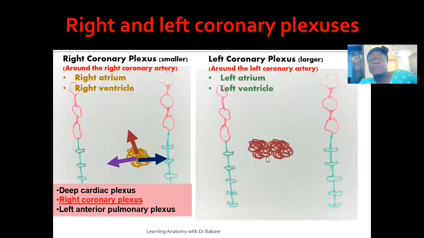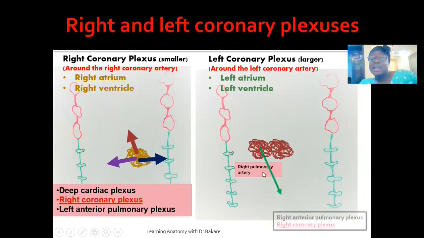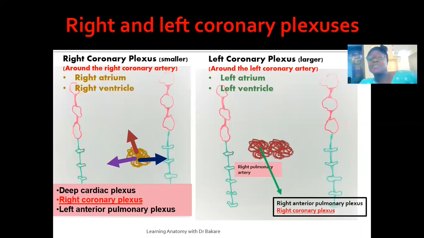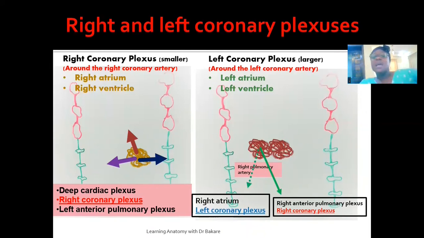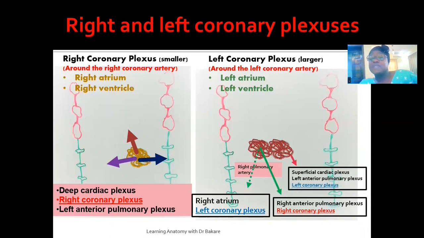For the deep cardiac plexus, it has branches both on the right side and on the left side. On the right side, there's further demarcation, and this is formed by the right pulmonary artery. So anterior to the right pulmonary artery, we have the right anterior pulmonary plexus, then we have the right coronary plexus. Then behind the right pulmonary artery, we have the branches that supply the right atrium and also the left coronary plexus. On the left side of the deep cardiac plexus, we have three branches. It gives off a branch to the superficial cardiac plexus. Then we have the left anterior pulmonary plexus and also the left coronary plexus.